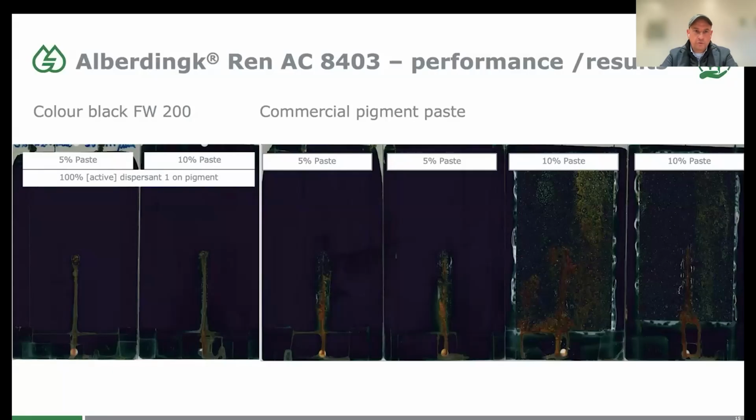And we start here with these nice black panels, and it's just a small fraction of the things that we tested. So we always try to use 5 and 10% of paste.